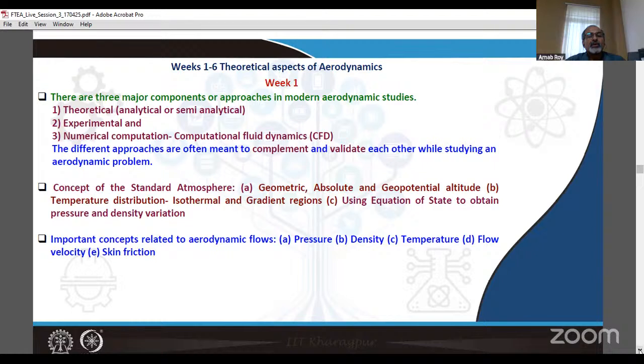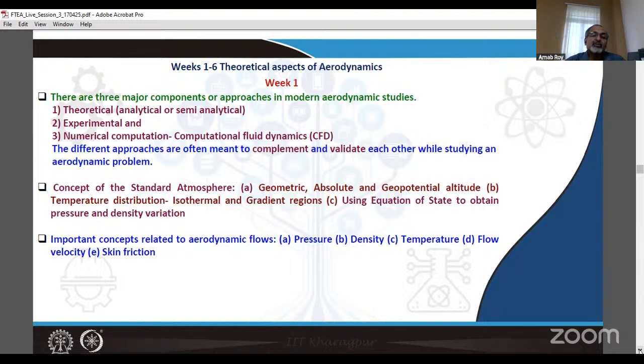And then we introduced the concept of standard atmosphere, where you learned about geometric, absolute and geopotential altitude. We talked about the temperature distribution, isothermal and gradient regions within the atmosphere, the equation of state, how it is to be used for obtaining the pressure and density variation through the atmosphere, and remembering all through that the compressible nature of air essentially shows up through these variations.